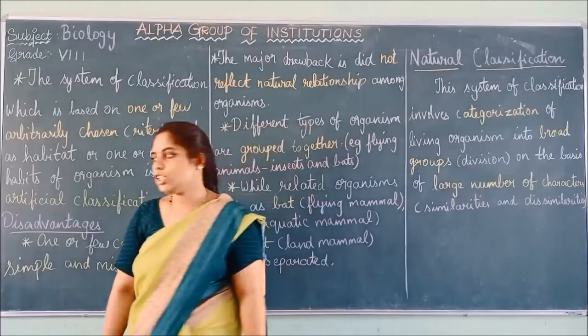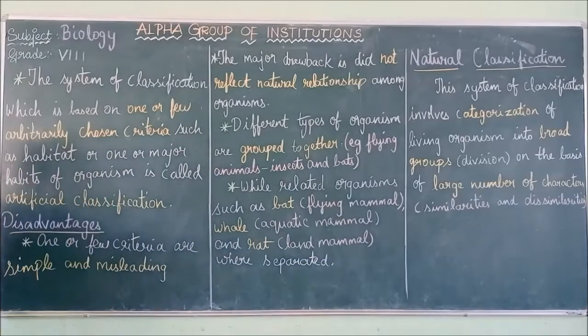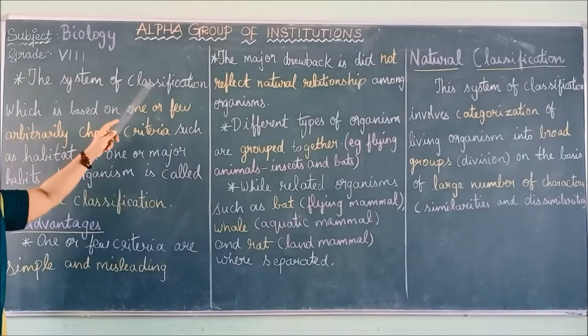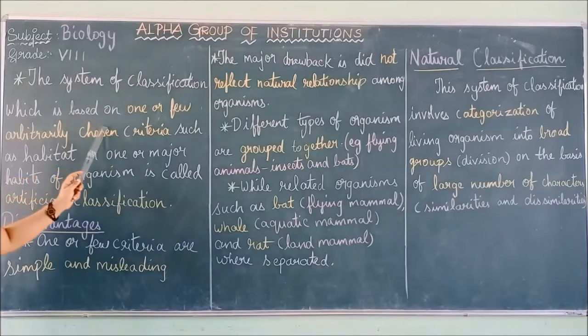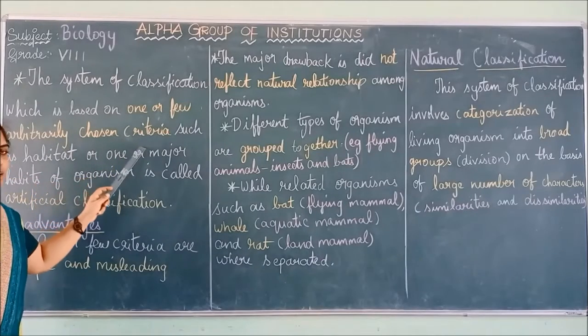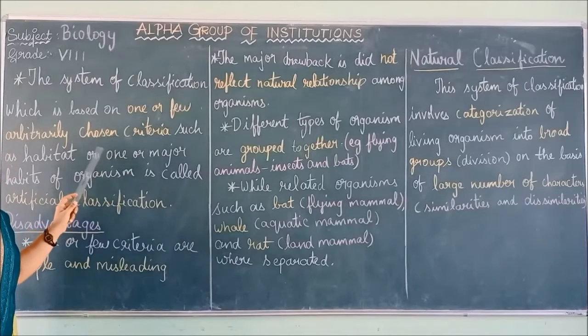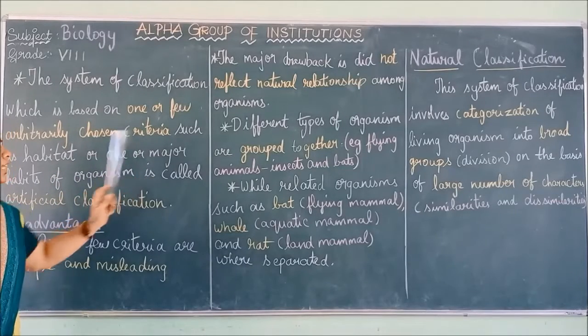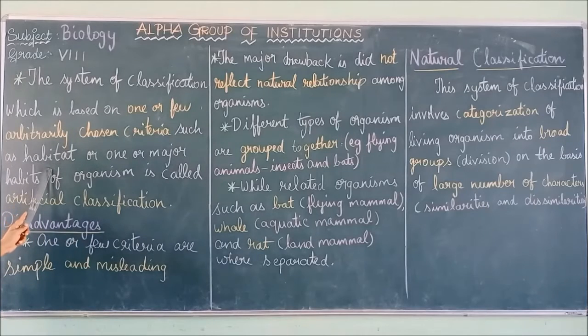Now I will give you a short recap from the first. We saw the definition for artificial classification: the system of classification which is based on one or few arbitrarily chosen criteria. One or two chosen criteria are taken, such as habitat or one or more major habits of the organism, is called artificial classification. So this is the definition for artificial classification.